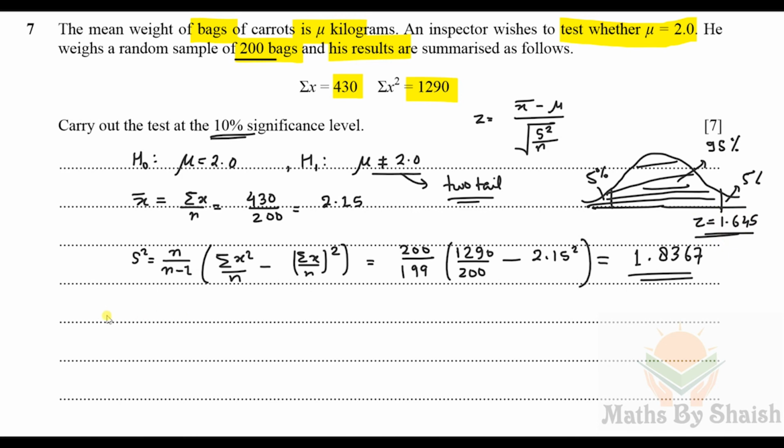So let's get the z value for this x bar. z is x bar minus mu over the square root of s squared upon n, which is 2.15 minus 2.00 divided by the square root of 1.8367 divided by 200. Calculating this on the calculator, the answer is 1.565.